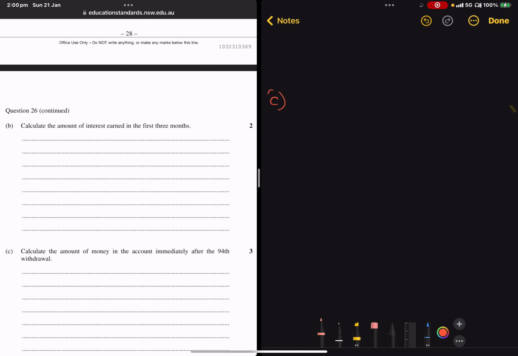So now we have part C. Calculate the amount of money in the account immediately after the 94th withdrawal. So the amount after the first withdrawal was 60,000 times 1.005 minus 800. The amount after the second withdrawal was the amount after the first withdrawal times 1.005 minus 800. And so on. This pattern continues. Each time, A3 is A2 times this, A2 is A1 times this, A5 is A4, and so on.